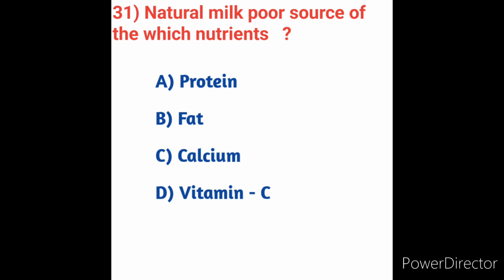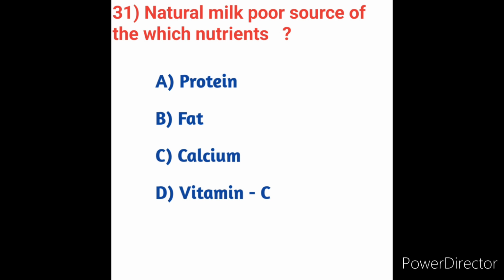Natural milk is a poor source of which nutrient? Option A protein, option B fat, option C calcium, option D vitamin C. Comparing the composition of milk nutrients, we understand that vitamin C is the poor source in milk. So option D is the correct answer.